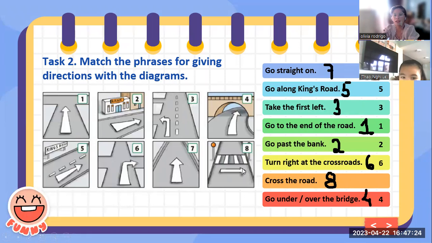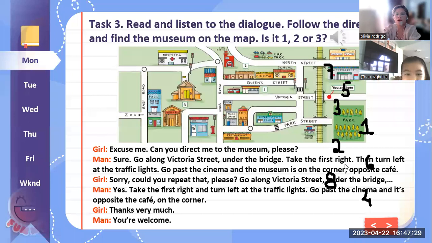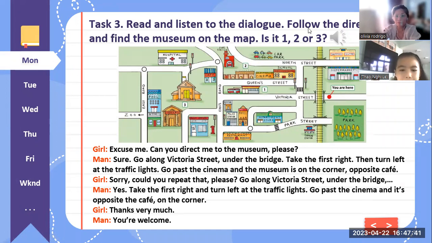Okay, this one. Understand? Very easy. Okay, so here you will have to read and listen to the dialogue, follow the directions, and find the museum on the map. Okay? Lesson 5G, Exercise 3.